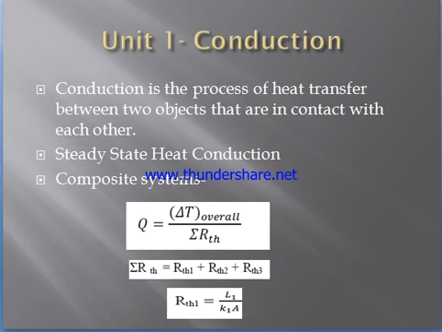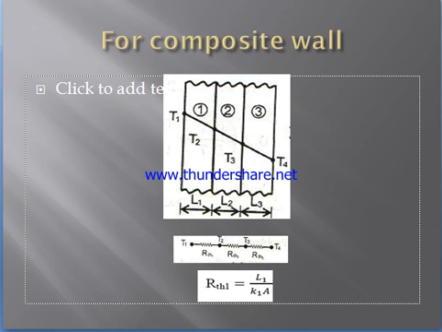This R is resistance and del T is the temperature difference between the two bodies. This R formula is L by KA, where L is the length, K is the thermal conductivity, and A is the cross-sectional area. Now for a composite wall or a composite plane, it will have three different materials compounded with each other. The three materials will have different K values, that is, the thermal conductivity will be different for the first material, second material and third material.